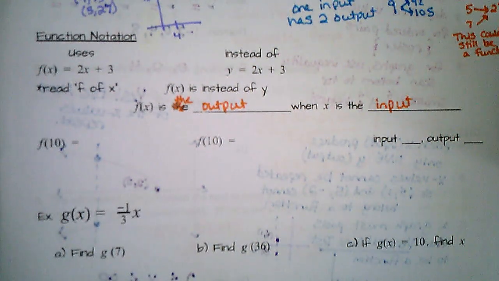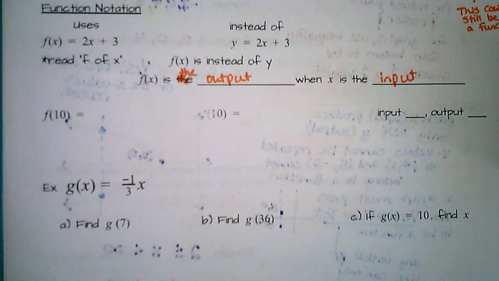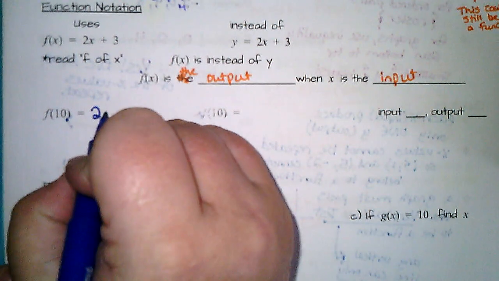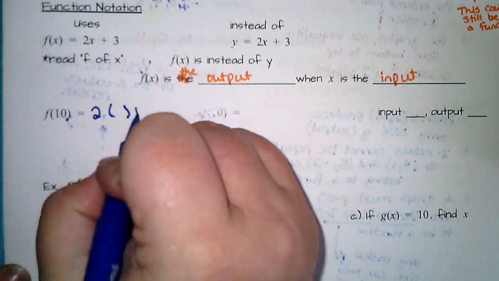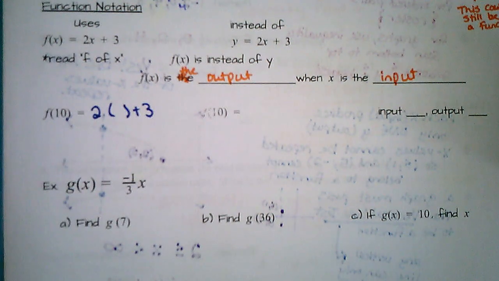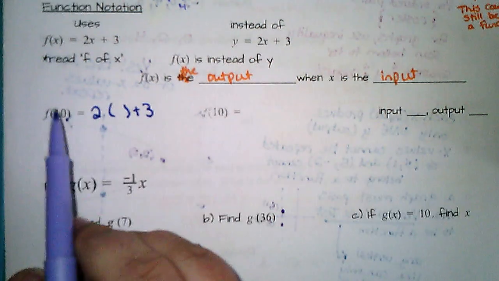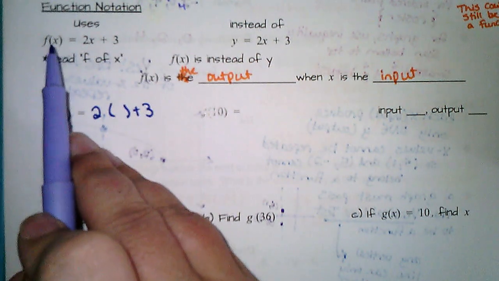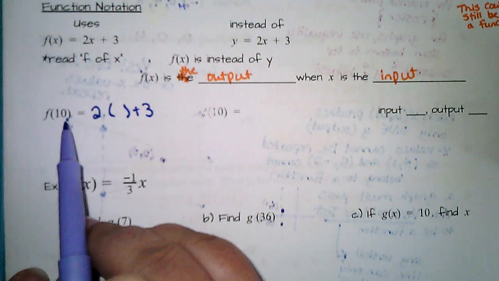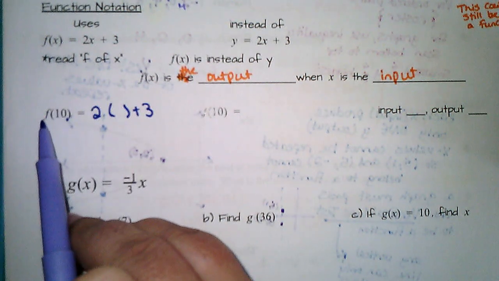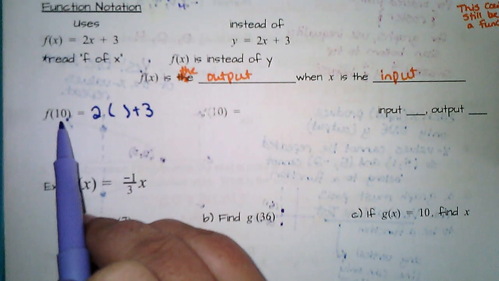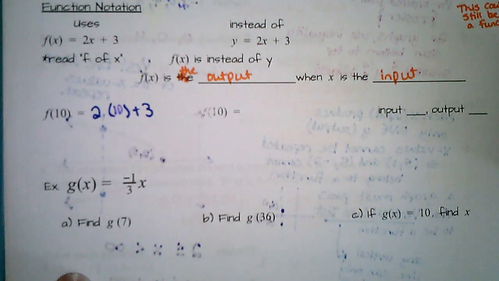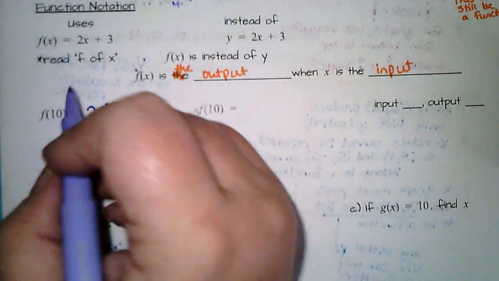Okay, so if it says f of 10, my equation is 2x plus 3. What this means is anywhere there was an x, this is the function with an x in it. If you change that to a number, it means get my function and put a 10 in there. So take out the x and replace it with a 10. Okay? Take out the x and replace it with a 10.